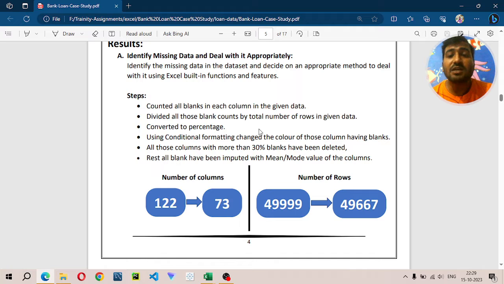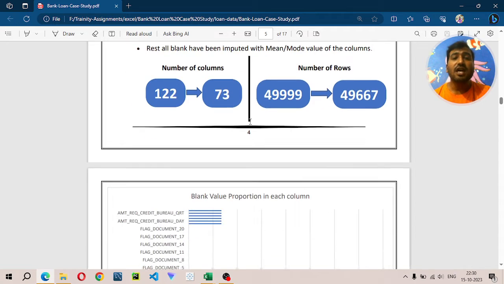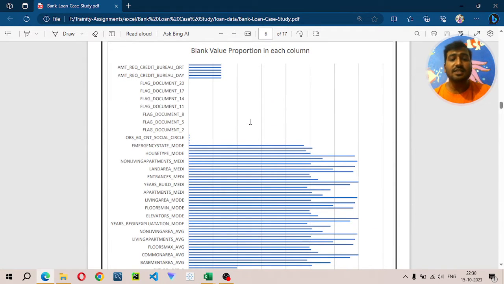The rest of the blanks have been imputed with the mean, median, or mode value of the column. Here I want to mention that mean and median have been utilized for numerical continuous data, but mode is utilized for categorical data. After removing the columns, the column number has been reduced from 122 to 73 in loan application data, and in previous application data the rows have been reduced from 50,000 to 49,667. Now to support this result, I would like to go to the Excel sheet.